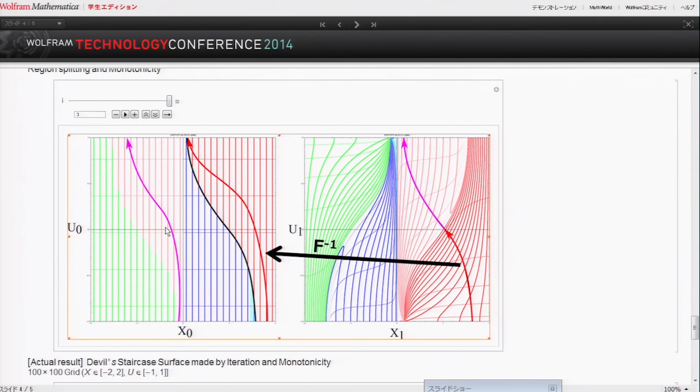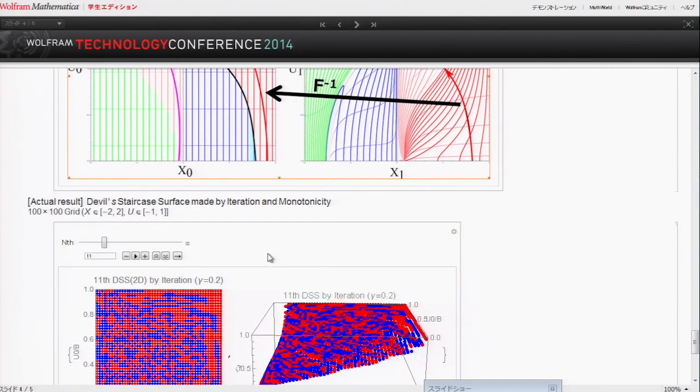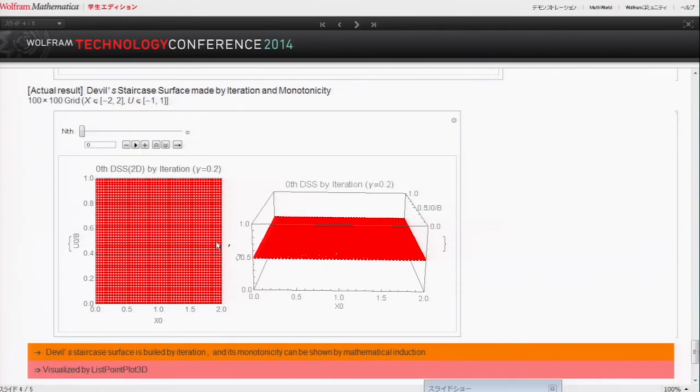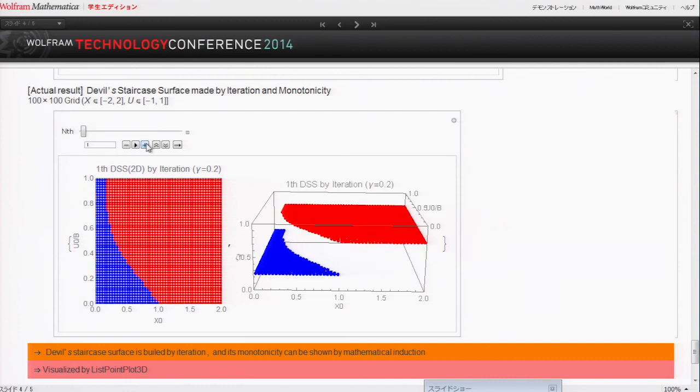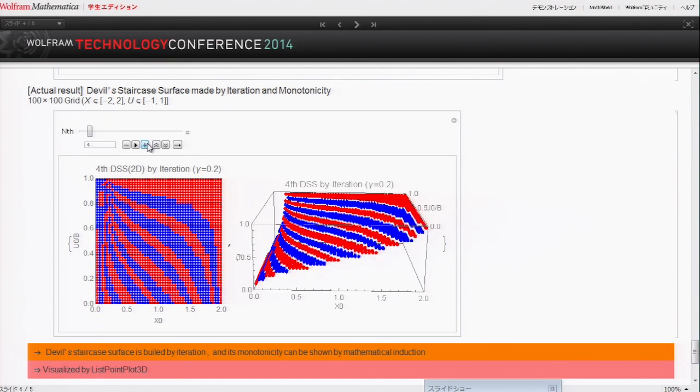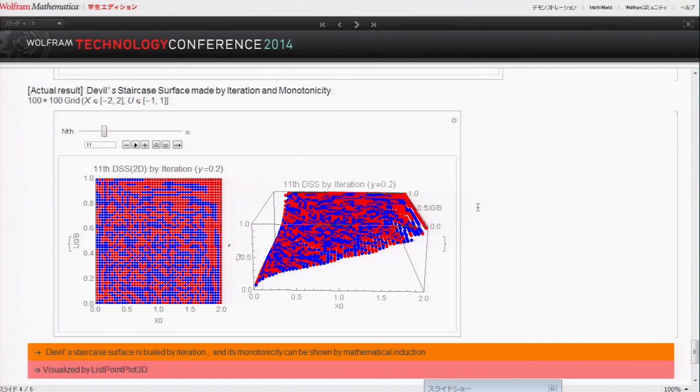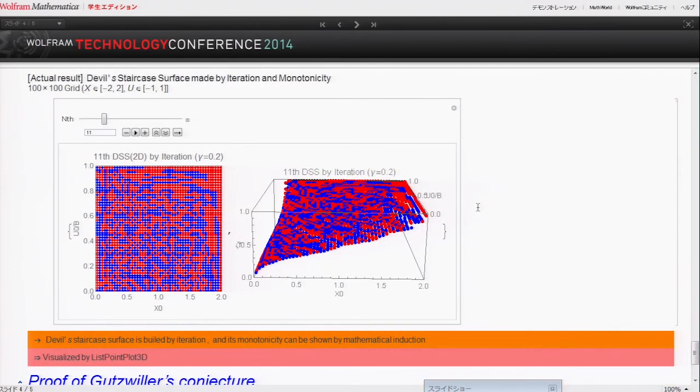So we can understand the monotonicity and region splitting in this direction. And the actual result is this. Firstly, this is the first quadrant representation only. Firstly, of course, plus only, but next we can make two steps, and more and more. As a result, we can get the DSS by mathematical induction.